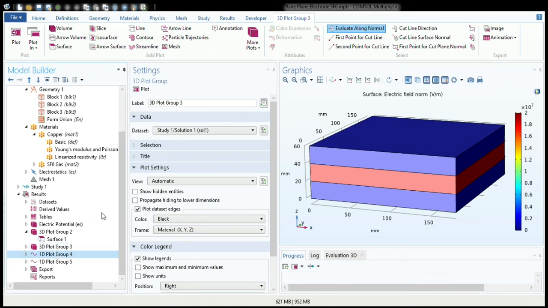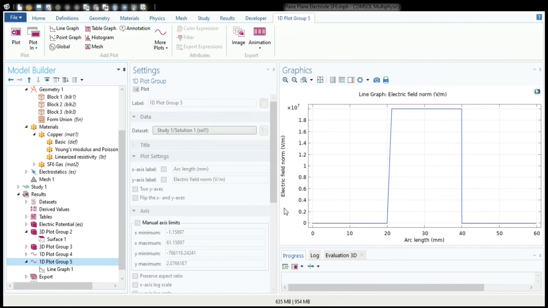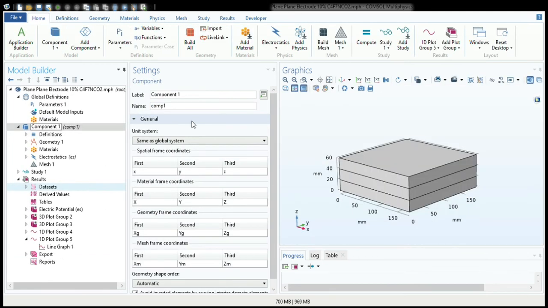So we need to plot the graph of electric potential. As we can see here, it goes from the positive potential decreasing to negative potential. And next, we can also plot the graph for the electric field from the metal conductor.